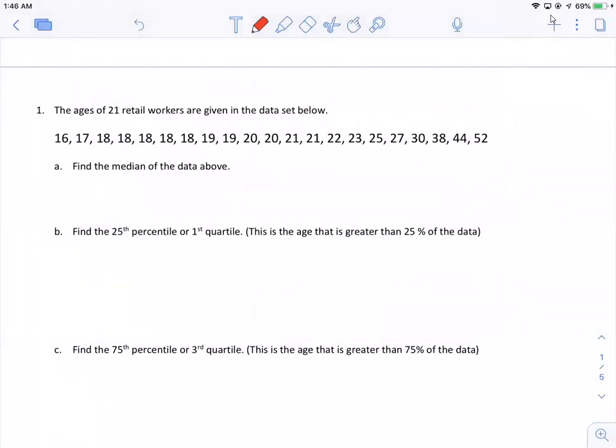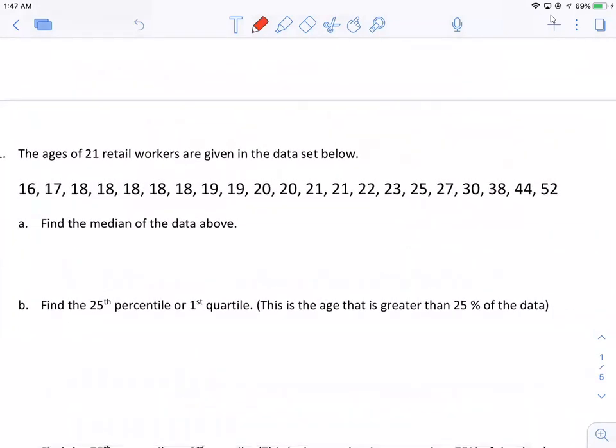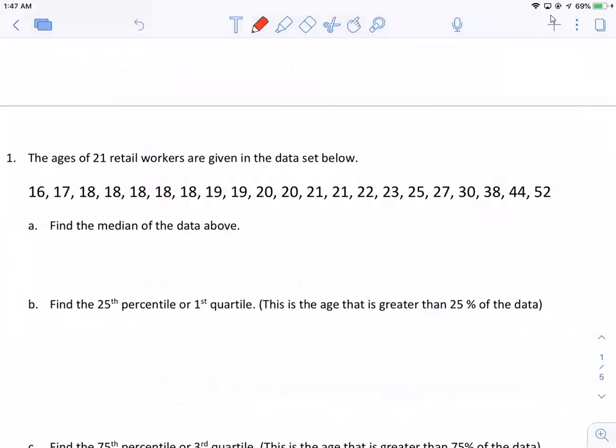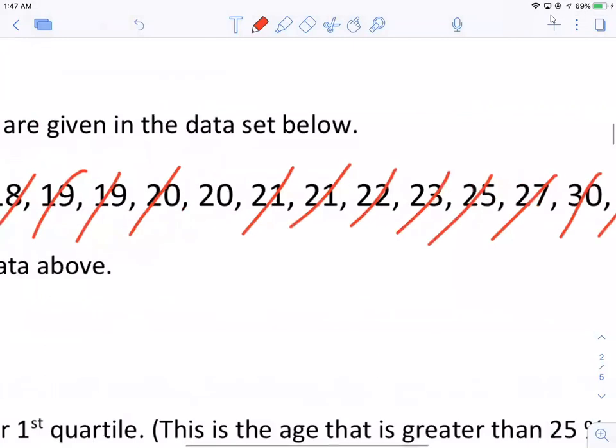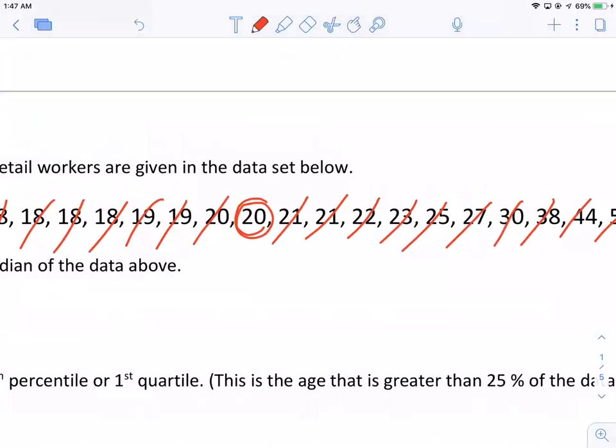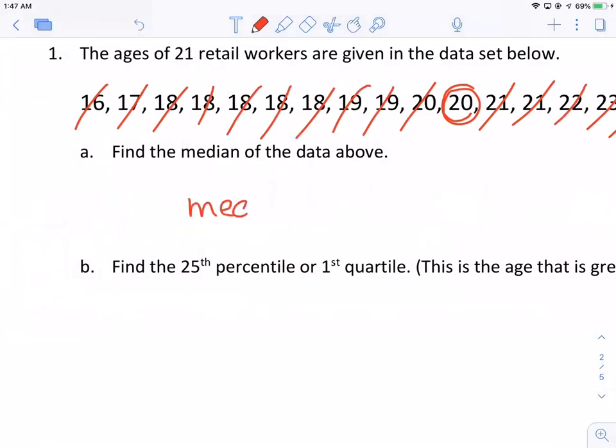So to get a box plot, what we need to do first is to get the median. So luckily for us, all this data is already arranged from least to greatest. So to find the median, I'm just going to cross off one from each end until I reach the center. Because there's an odd number of data points, 21, I know that I should only have one number left in the middle, and luckily I do, and that number is 20. So the median here is 20.